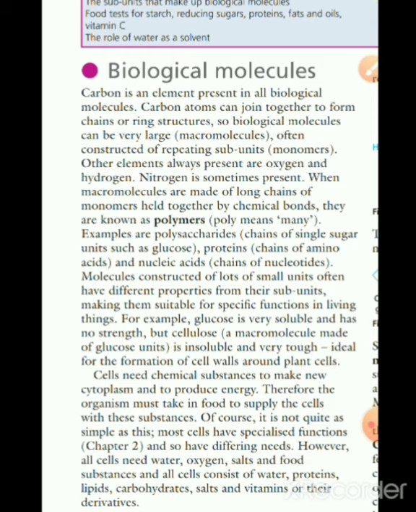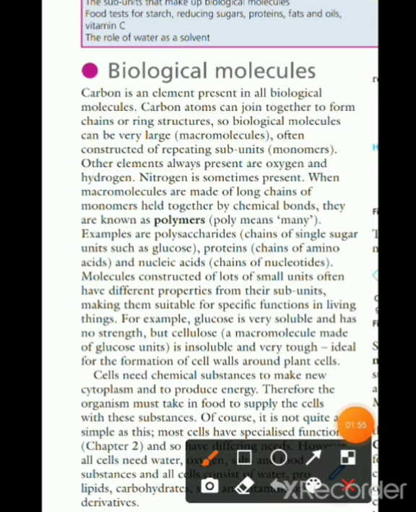So the first thing we have learned is that carbon is a mandatory element. The second thing is that they can give rise to ring or chain structures. Later, we see they could be very large or very small. When they are very large, they are termed macromolecules. When they are very small, they are termed monomers. Next, they also include some partner elements, which are oxygen and hydrogen. Sometimes they also contain nitrogen.